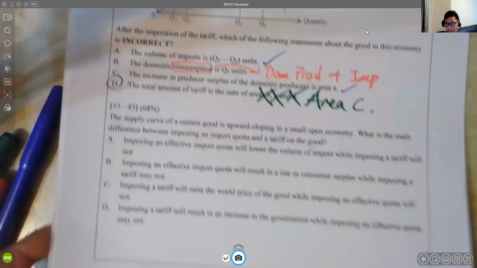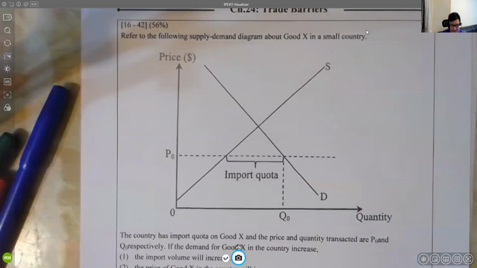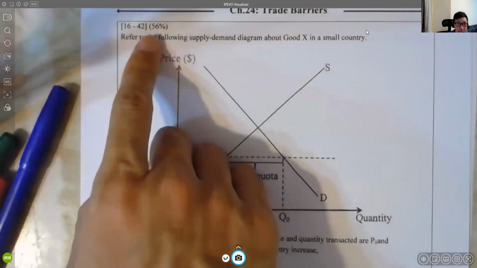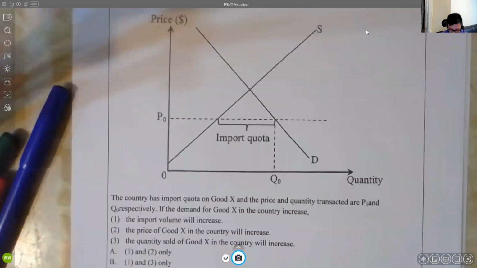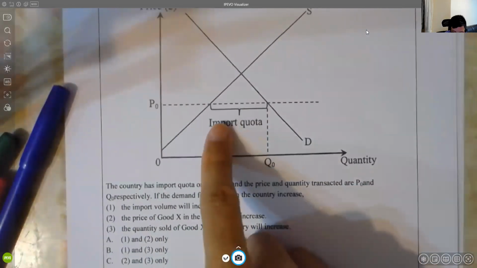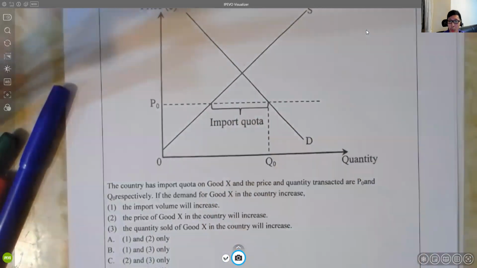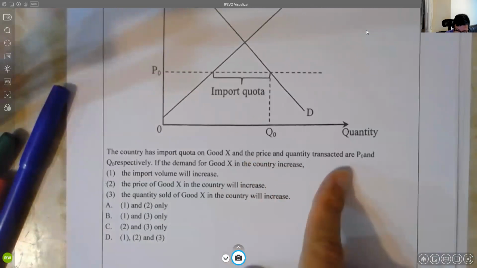Now here, let's do it at last. Now let's turn to page 5 of your notes, okay? Page 5. This time, 2016, 56% is a little bit difficult for this question, right? So here you have the domestic supply, right? And you are given the import quota is exactly this, right? Has an import quota of X.